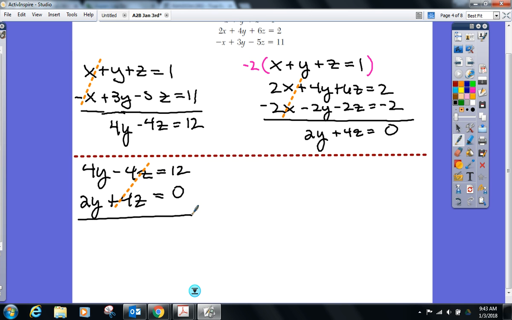All right. How many y's are left? 6y equals 12. y equals 2.